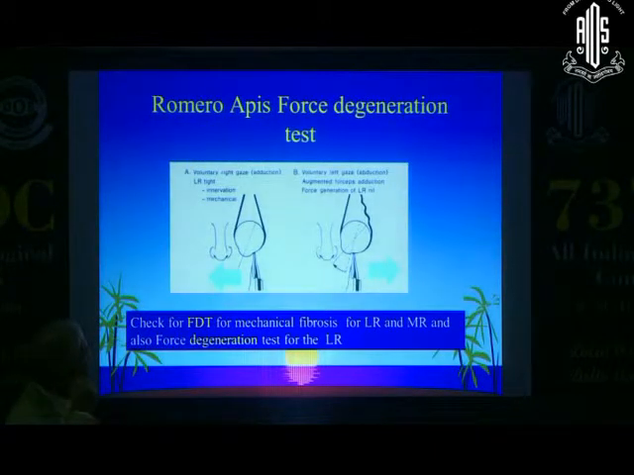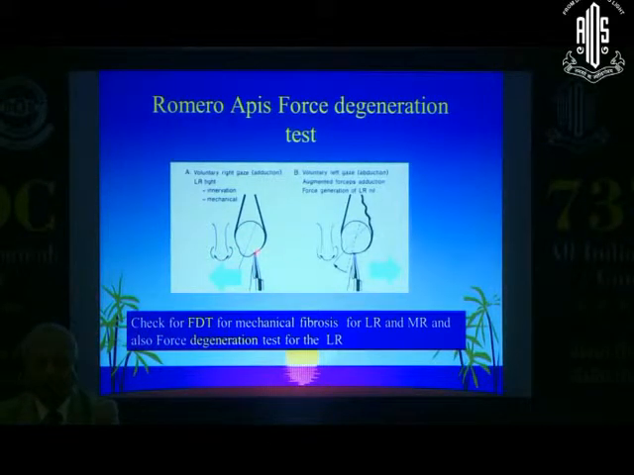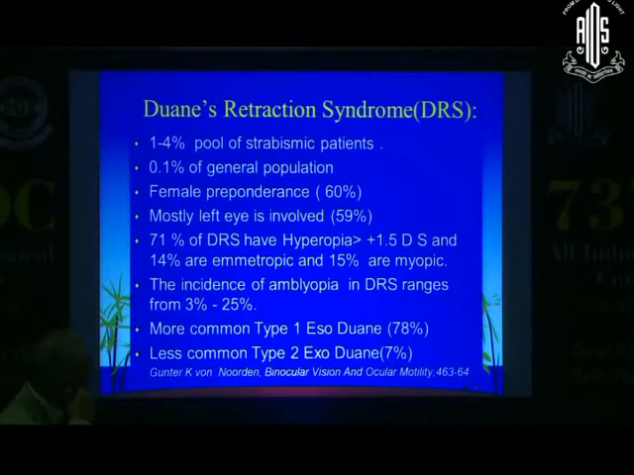And another important thing that we have to remember in DRS cases is the classically described Romero-Apis force degeneration test. What is seen in this is that when the eye is adducting and you hold the globe, you will feel that the tug is there because in adduction there is a co-contraction. As you all know now, in DRS there will be co-contraction in attempted adduction, but the moment the person is asked to abduct the eye, there will be a sort of giveaway of the lateral rectus because the lateral rectus is not firing during abduction, and so you will feel that the giveaway is there, and so the eye actually adducts during abduction. So this is a classical test which will be very typical of Duane's retraction syndrome.